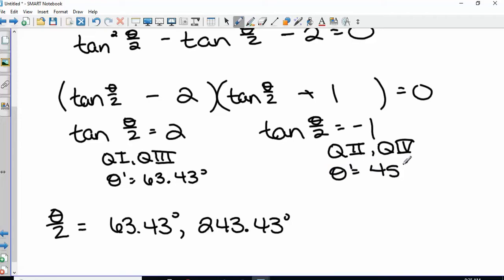Over here, if tangent is negative, that could be in quadrant 2 or 4. Reference angle: we know when tangent is 1. That happens at 45 degrees. So 45 in quadrant 2, 180 minus 45 is 135. In quadrant 4, 360 minus 45 is 315.